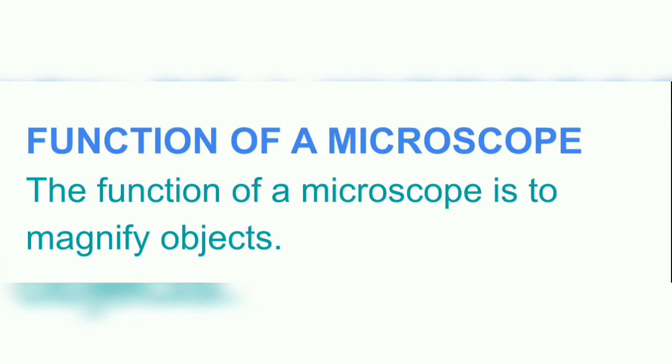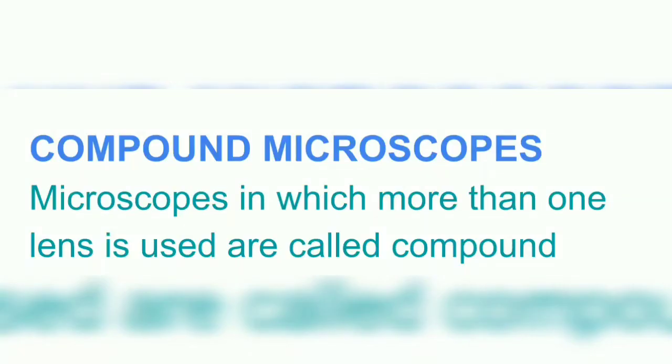What is the function of a microscope? The function of a microscope is to magnify objects. What is a compound microscope? Microscopes in which more than one lens is used are called compound microscopes.